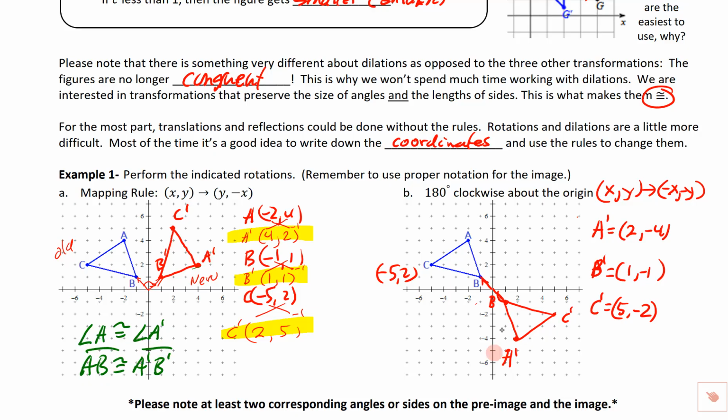Okay. Now we can do the same thing for each one of those. That would be a good idea. But again, you can kind of see angle B is congruent to angle B prime. And we could do side AC is congruent to A prime, C prime. So we could mark some things down like that. Okay, all right, so let's go ahead and take a look at the other side.